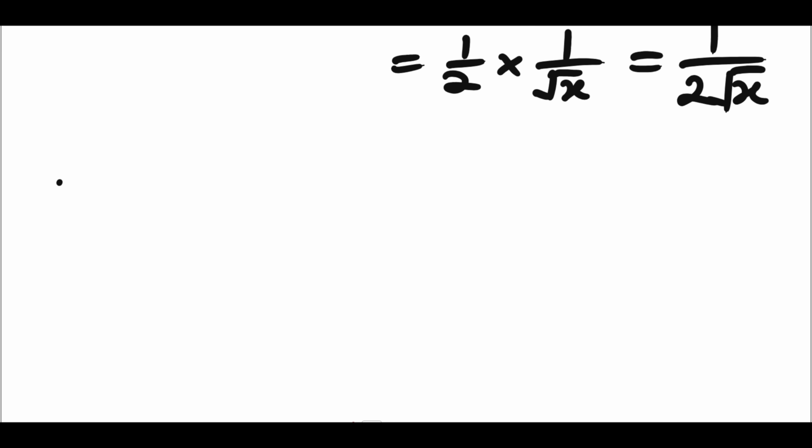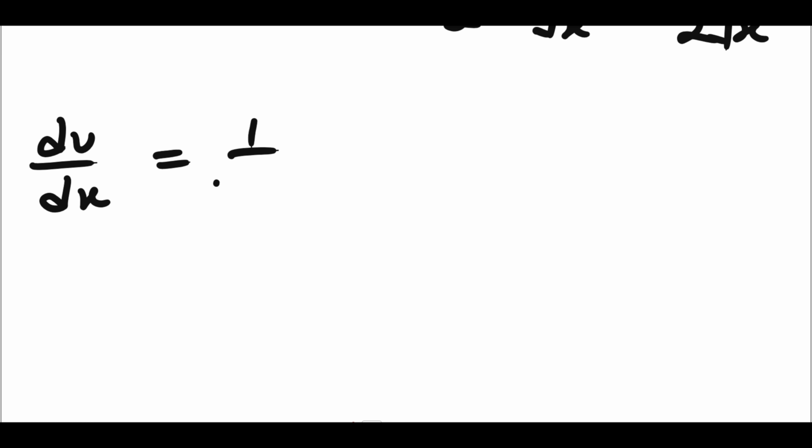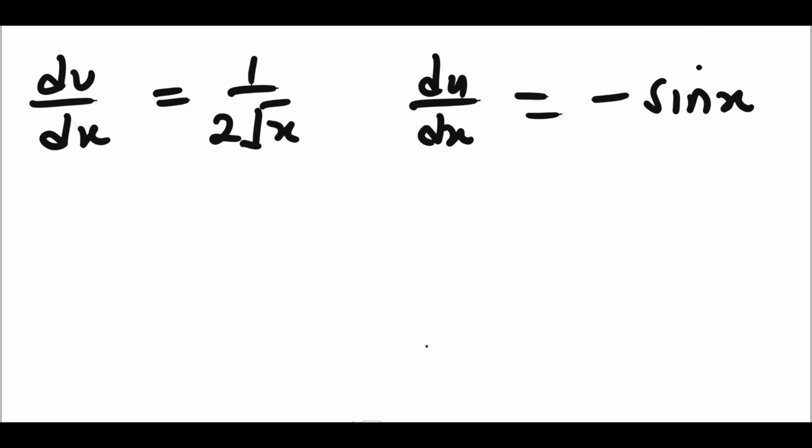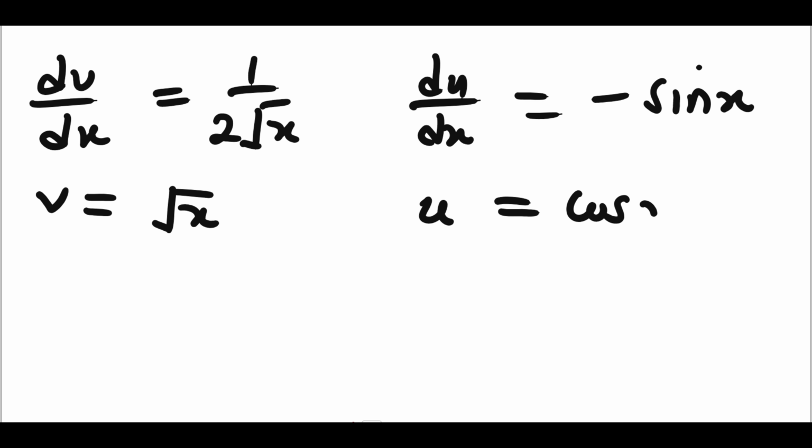So we know our dv/dx to be 1 over 2 root x. We know our du/dx to be negative sine x. And we also know our v to be square root of x and our u to be cos x. So we just need to plug the components into the formula.